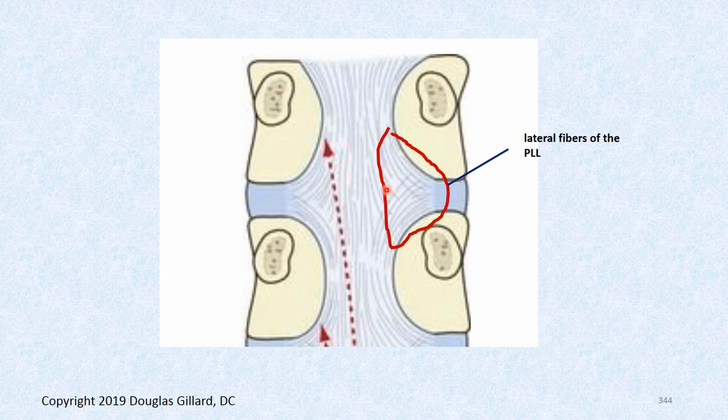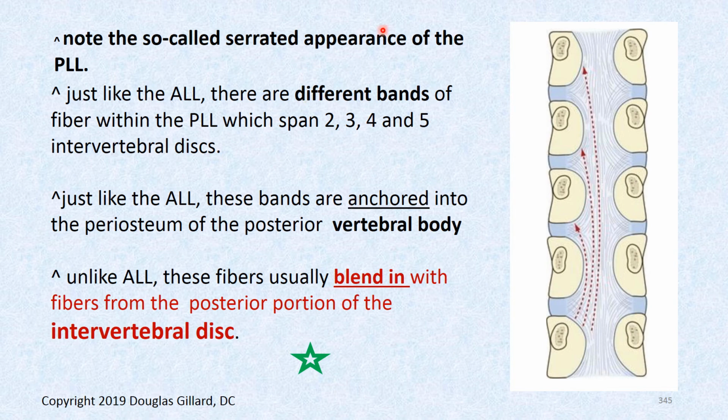So these are the lateral fibers. The main fibers are stronger, though, right in the middle here. All right, just like the ALL, there are different bands as well. Some of the fibers, you can follow them running just between two motion segments. Some of them go between 3 or 4. Some of them go between 4 and 5 segments. So again, this type of design makes the ligament really, really strong. They all blend in.